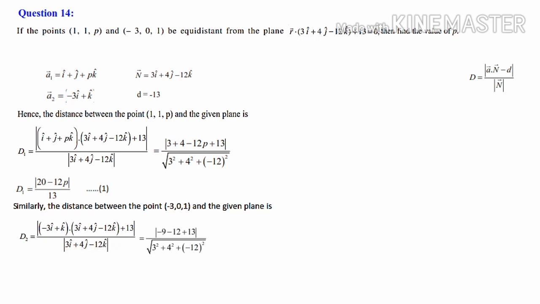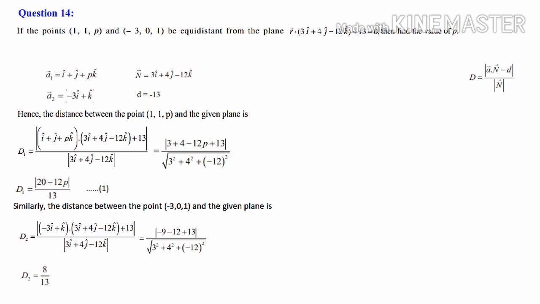Then when you take the dot product, here minus 3 coefficient of i cap, that is minus 3, here coefficient of i cap is 3. So minus 3 into 3, that is minus 9. Here there is no j cap, that means coefficient of j cap is 0 here, and here j cap coefficient is 4. 4 into 0, 0, no need to write. Then here coefficient of k cap is 1. 1 into minus 12, that is minus 12. Then here plus 13 divided by root of modulus of this vector, that is root of 3 square plus 4 square minus 12 the whole square. So we already calculated this value.